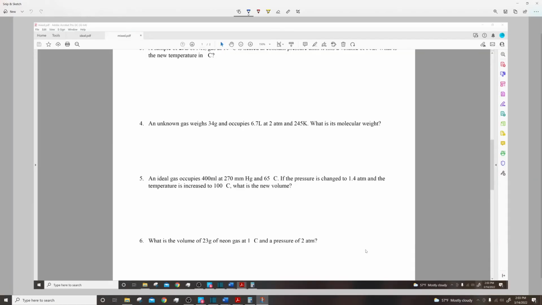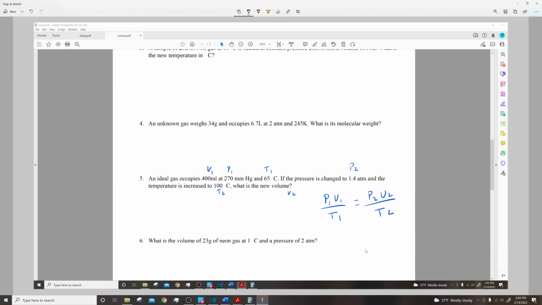All right, so an ideal gas occupies 400 milliliters, that's V1. At 270, that's going to be P1. At 65 C, that's T1. If the pressure is changed to 1.4, that's P2, and the temperature is increased to 100 C, that's T2, what is the new volume? So you're solving for V2. Which equation has 6 variables? That's going to be combined gas law. So P1 times V1 over T1 equals P2 times V2 over T2.